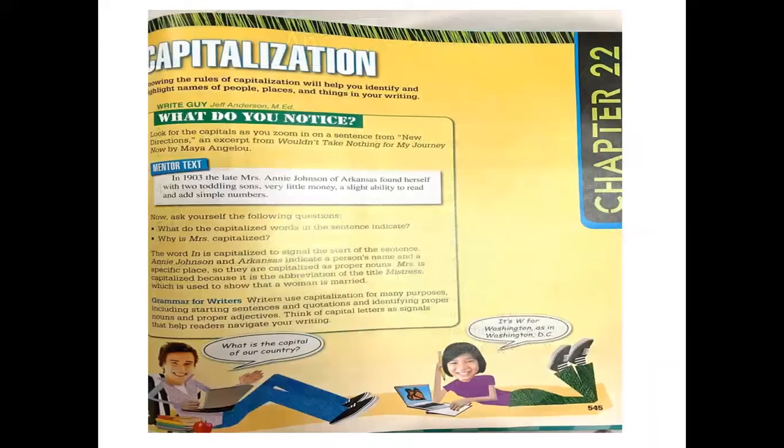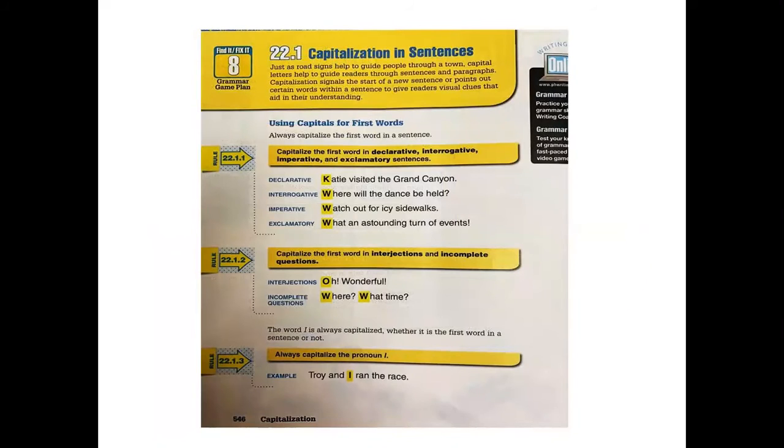Okay, now next is capitalization. It is page 545, capitalization. Now, capitalization in sentences. Rule number 1. The whole chapter is divided into rules. Rule number 1 says to use capitals for the first words, which you have been learning since grade 1, I guess. So always capitalize the first word in declarative, interrogative, imperative, and exclamatory sentences. Always capitalize the first letter of the first word in a sentence. Okay, you can see the examples here.